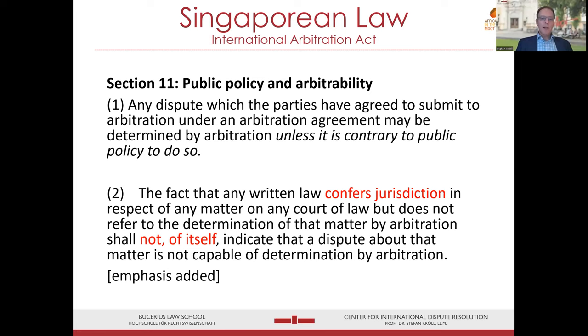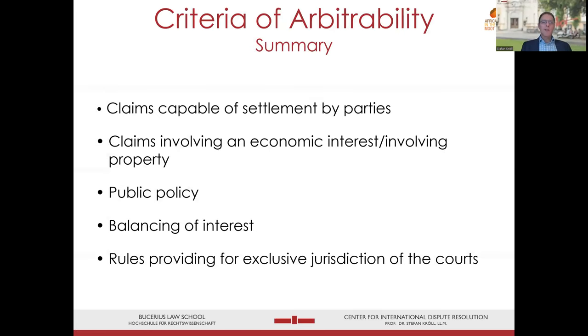So summarizing that, when you look at the criteria for arbitrability, you have either claims capable of settlement, you have claims involving economic interest, or you may have broader references to public policy, or just take the American approach of a balancing of interests involved there, party autonomy and pacta sunt servanda on the one hand, and the interest of the state to protect certain things on the other hand. And the rules providing exclusive jurisdiction to a particular court may play a role.